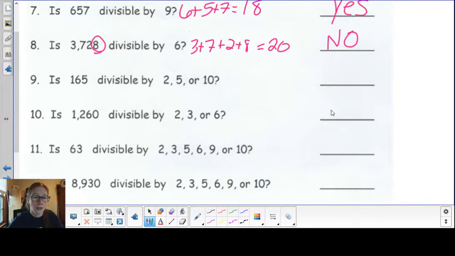Number 9. 165, divisible by 2, 5, or 10? Well, it can't be divisible by 2 because it is not even. It ends in a 5, so it is divisible by 5. It does not end in a 0, so it's not divisible by 10. So my answer here is just 5.